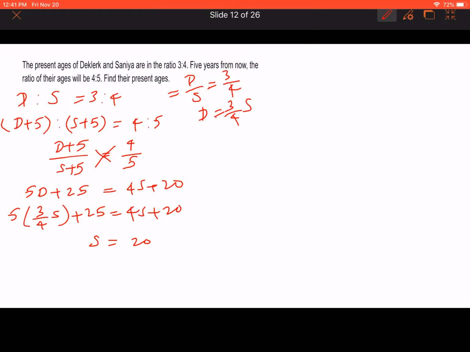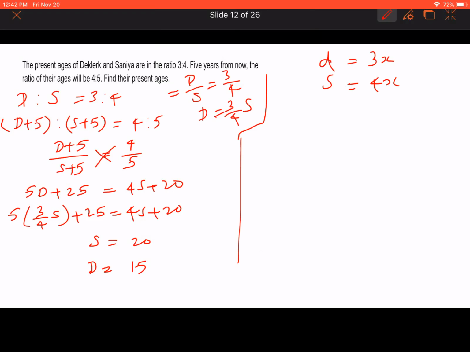So this Declerk and Sania's age, I'm very sorry, it's Declerk and Sania's age, is in the ratio of 3:4. So with that relation, we find that Declerk's age is 15. Okay, this is one method. The next method is like we have to take the age of Declerk as 3x and Sania's age as 4x.